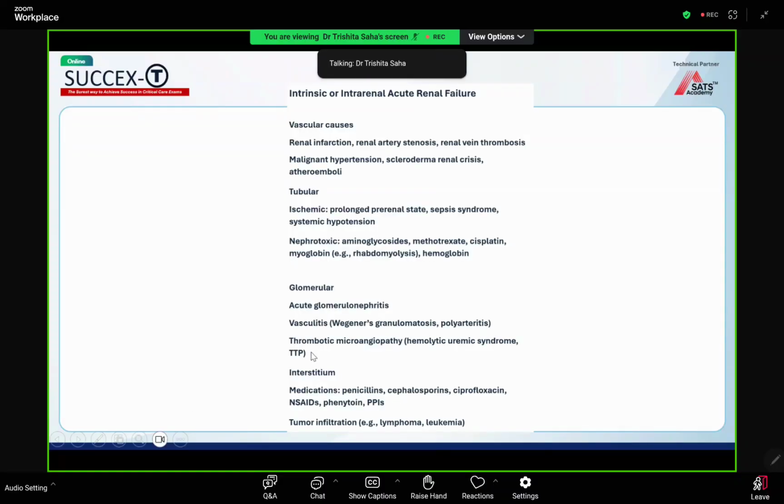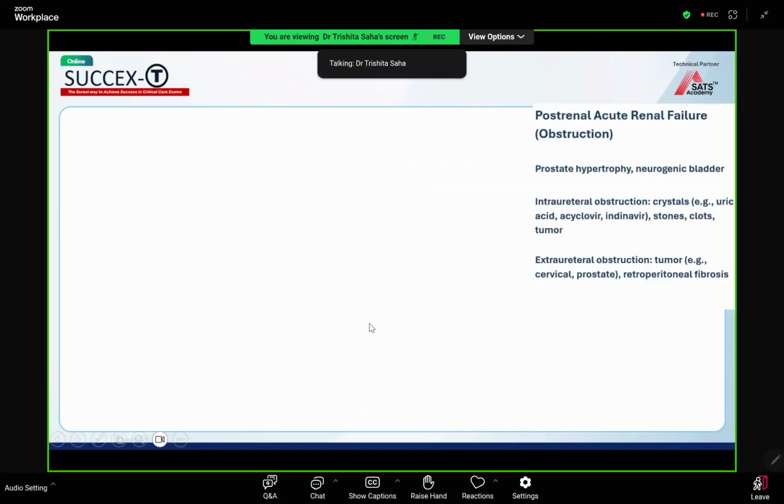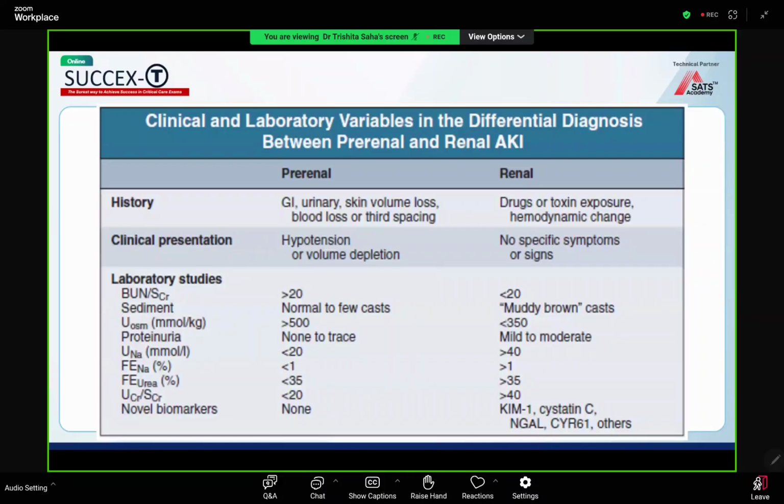Then coming to the intrinsic causes, you can divide into the vascular causes, tubular causes, glomerular causes, and the interstitial causes. And then the post-renal acute renal failure, the obstructive part, that is prostate hypertrophy, neurogenic bladder, any intraureteric obstruction, extraureteric obstruction. You have to divide it in a very meticulous manner, make tables whenever you are answering. So it will give you additional marks.